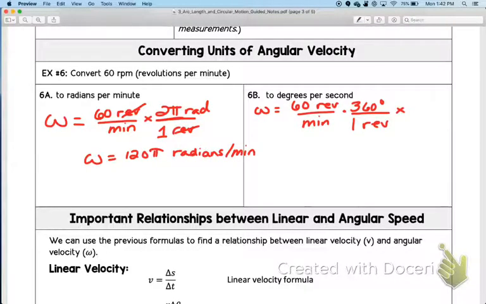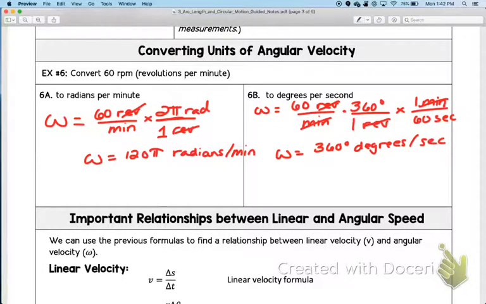And now we got to get our minutes. So cancel out your minute. So 1 minute is equivalent to 60 seconds. So revolutions cancel, minutes cancel. What am I left with? Degrees over seconds. Multiplying that straight through gets me 360 degrees. Actually, degrees per second.